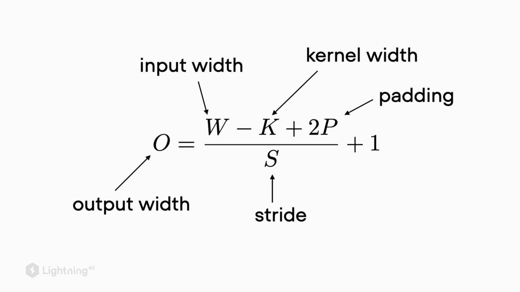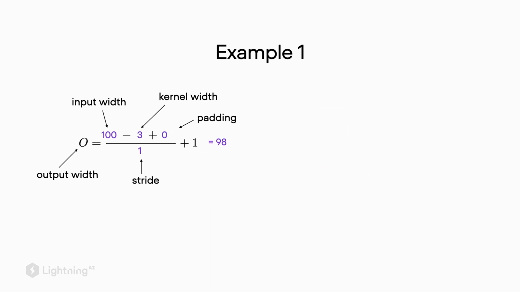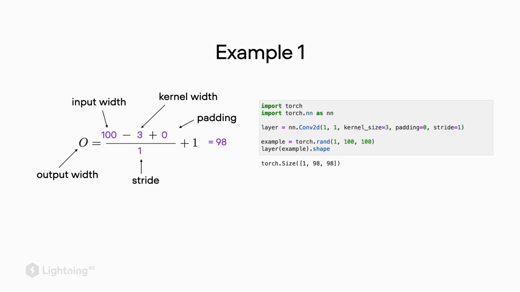So let's take a look at a concrete example where we have an input of width 100. For the kernel, we use a height and width of 3, and we use 0 padding with a stride of 1. So if we plug these values into this formula as shown here, the output width will be 98 pixels. To illustrate that PyTorch adheres to this formula, let's actually try this out in PyTorch. Using a random 100 times 100 input, let's apply a convolutional layer and see what the output height and width are. And as we can see here at the bottom, the output height and width will be 98, just like what we computed using our formula here.